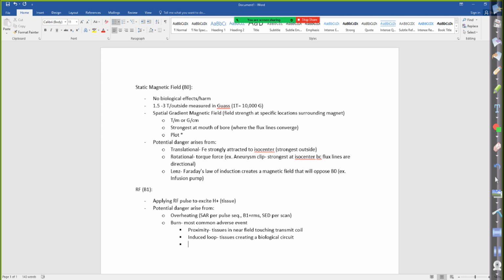What else? Reflective. And this is where we just put some kind of material on the patient that could possibly reflect that RF back towards the patient. So the most common, we would never put like a blanket that has some kind of coil in it, but the medication patches. And talking about medication patches, are we able to remove medication patches? No. We're not allowed to discontinue medication. That's out of our scope of practice.